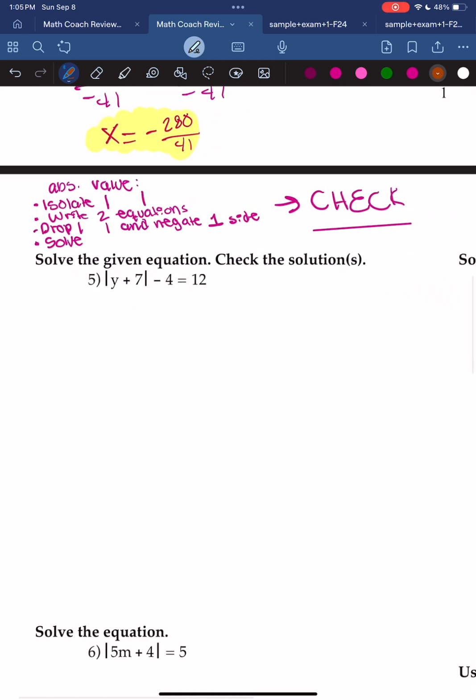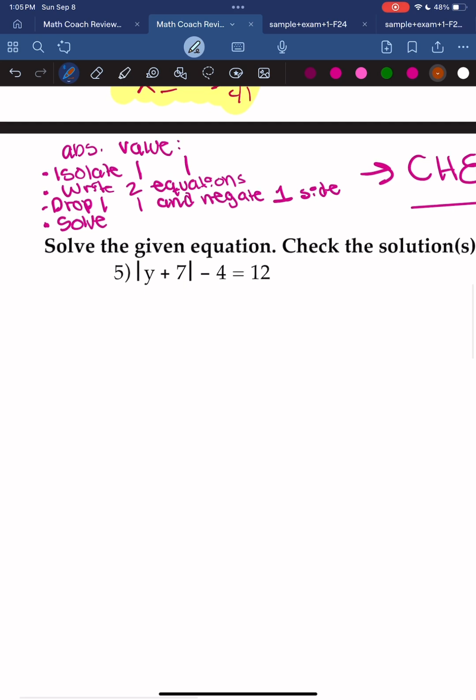So what are the steps to solving an absolute value equation? First, you have to isolate the absolute value. Write 2 equations. And when you write both of the equations, you have to negate the right side of one of them. And then you drop the bars and solve it. And last but not least, you have to check your equations. So let's put it into practice now.